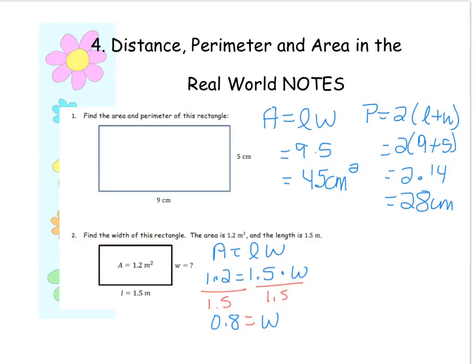Alright, down here we are given the area, so I used the same formula for area of a rectangle, and I plugged in what I knew. This time I knew the area and the length. So the area was 1.2, the length was 1.5, and we were looking for the width. This is a simple equation that we have solved before. When we want to get rid of something multiplied, we divide or multiply by the multiplicative inverse. So I divided both sides by 1.5 and came up with the width of 0.8. So my width is 0.8 meters.